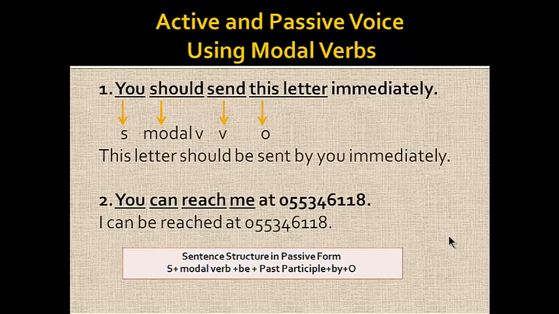Let's get started. In the first example, modal verb should is used. You should send this letter immediately. This letter is the object which will go to the subject place. So we can say this letter, and then the same modal verb should be used there, should, and be is to be added in sentences. So the sentence will be, this letter should be sent by you immediately.